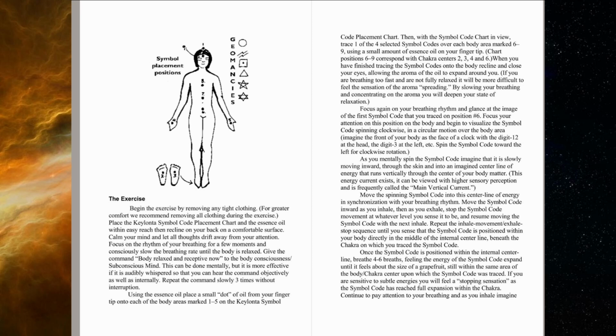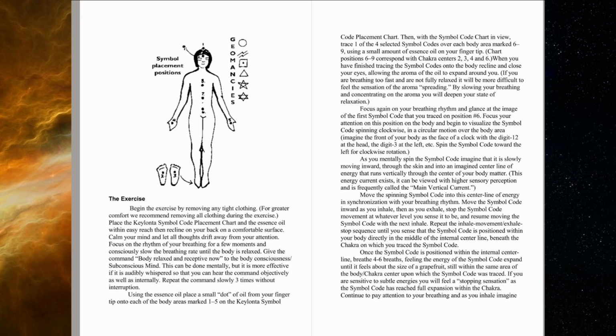Calm your mind and let all thoughts drift away from your attention. Focus on the rhythm of your breathing for a few moments and consciously slow the breathing rate until the body is relaxed. Give the command, "Body relaxed and receptive now," to the body consciousness and subconscious mind. This can be done mentally, but it is more effective if it's audibly whispered so that you can hear the command objectively as well as internally. Repeat the command slowly 3 times without interruption.